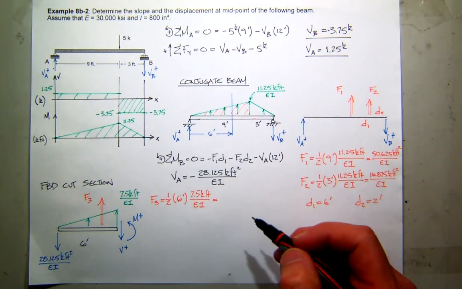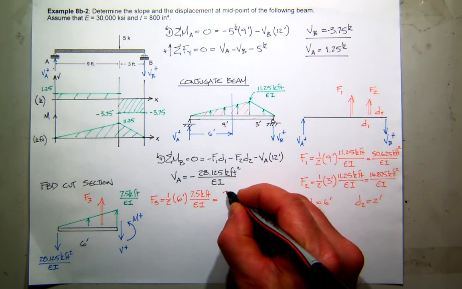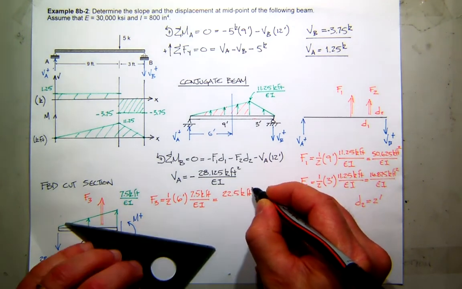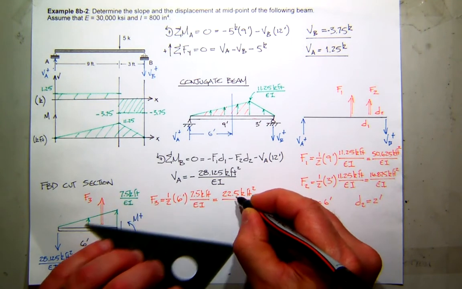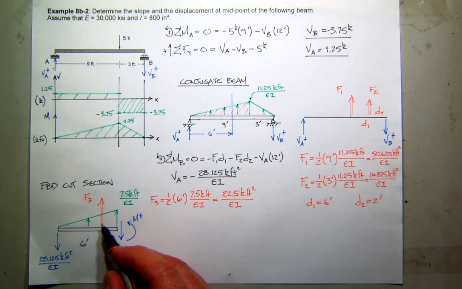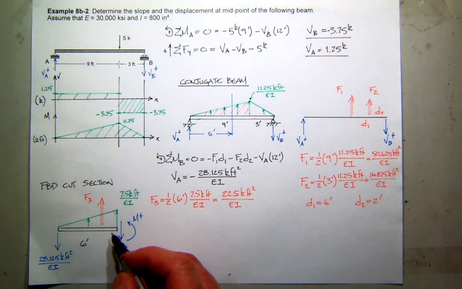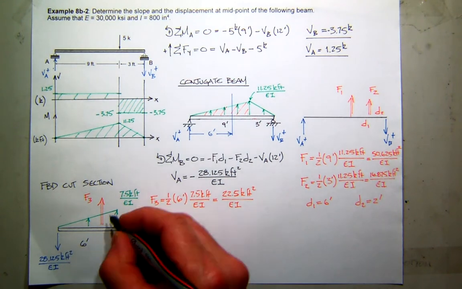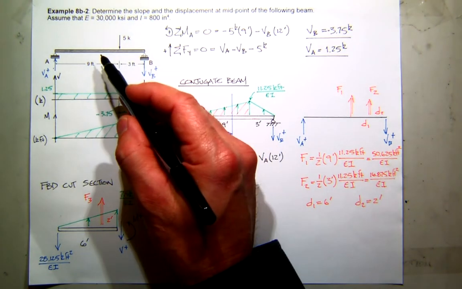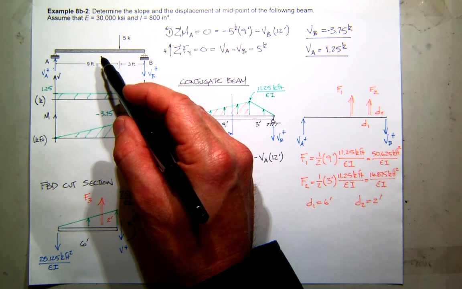That's 22.5. Yes, sir. So 22.5, and that will be kip feet squared over EI. And this distance, what's 1/3 of the distance? The distance is 6, 1/3, so this should be 2 feet. So now I've got everything I need to find the shear and moment in my conjugate section, which will map back to the displacement and slope in the real beam.